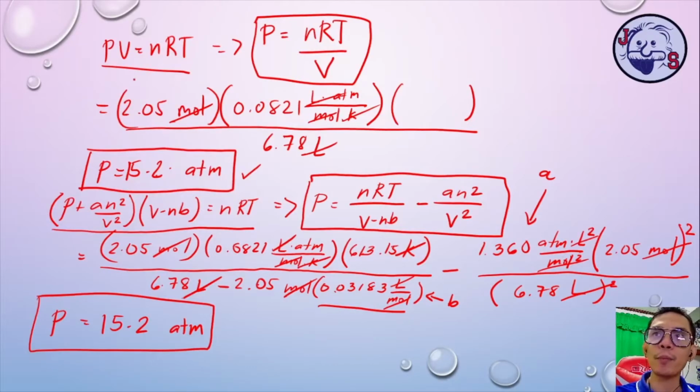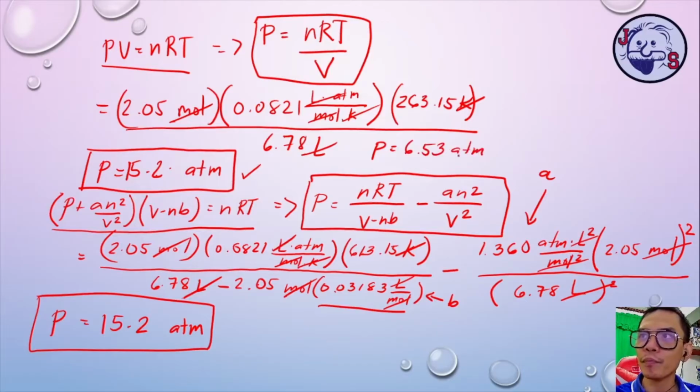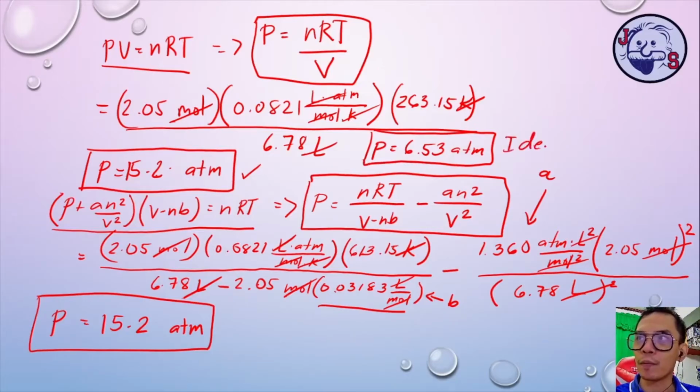So we will not change everything here, since the volume and the number of moles are still the same. We will only change the temperature and see if there is a deviation that we will notice between these two formulas that we have right here. So we have 263.15 Kelvin. Again, apply all the cancellation. Now, doing so, the pressure that we will get is 6.53 atmosphere. Alright? So that is for the ideal gas law.